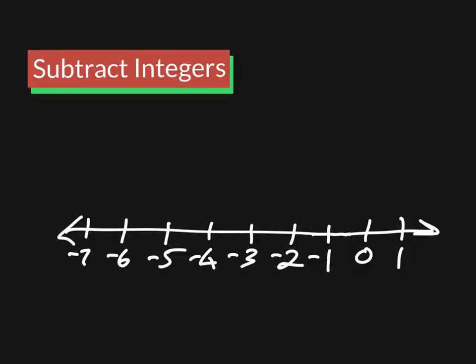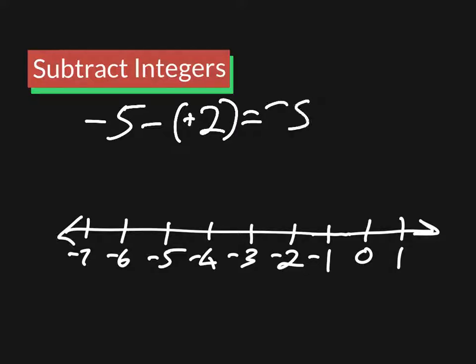Here's another example. Let's say we have negative 5 minus positive 2. And again, we don't have to have the positive here because you don't have to write the sign if it's positive. So negative 5 minus 2 means the exact same thing. Alright, so we're going to start at negative 5, and then it's minus positive 2. So minus means go in the opposite direction of positive. So we're going to go in the opposite direction of positive 2. The answer is negative 7.